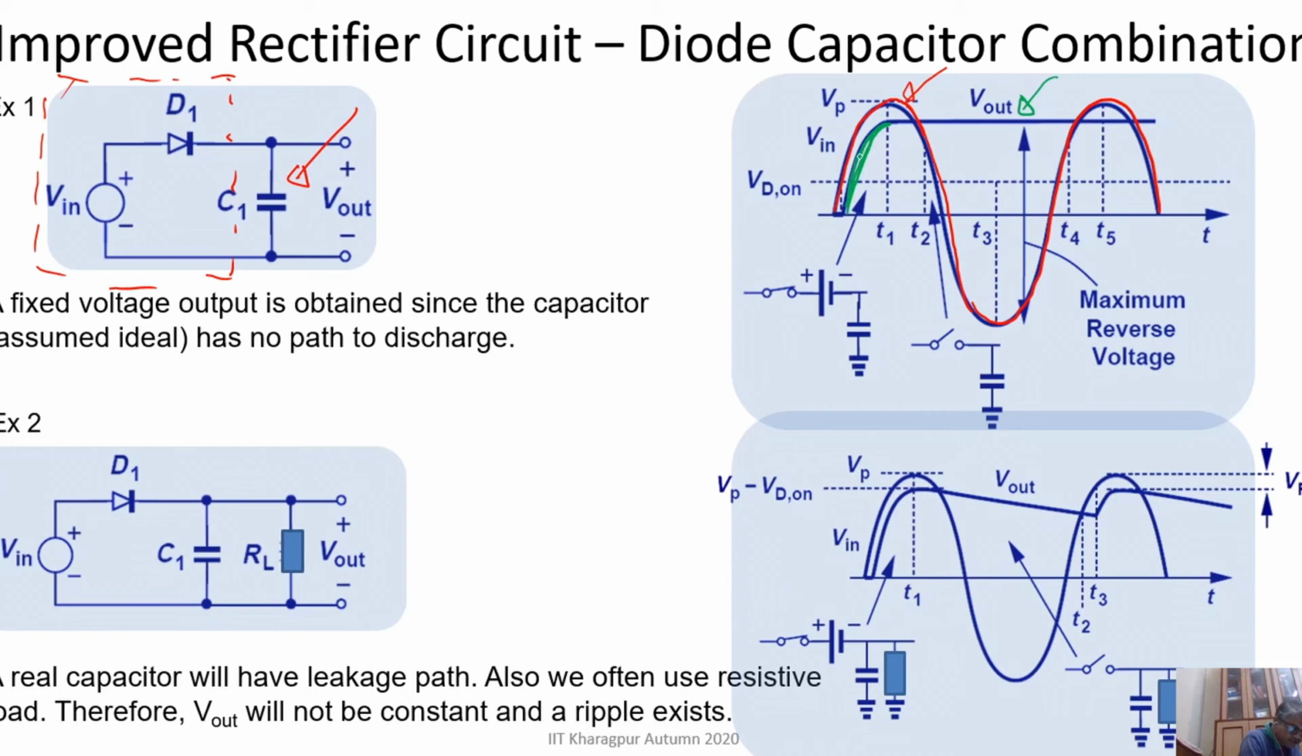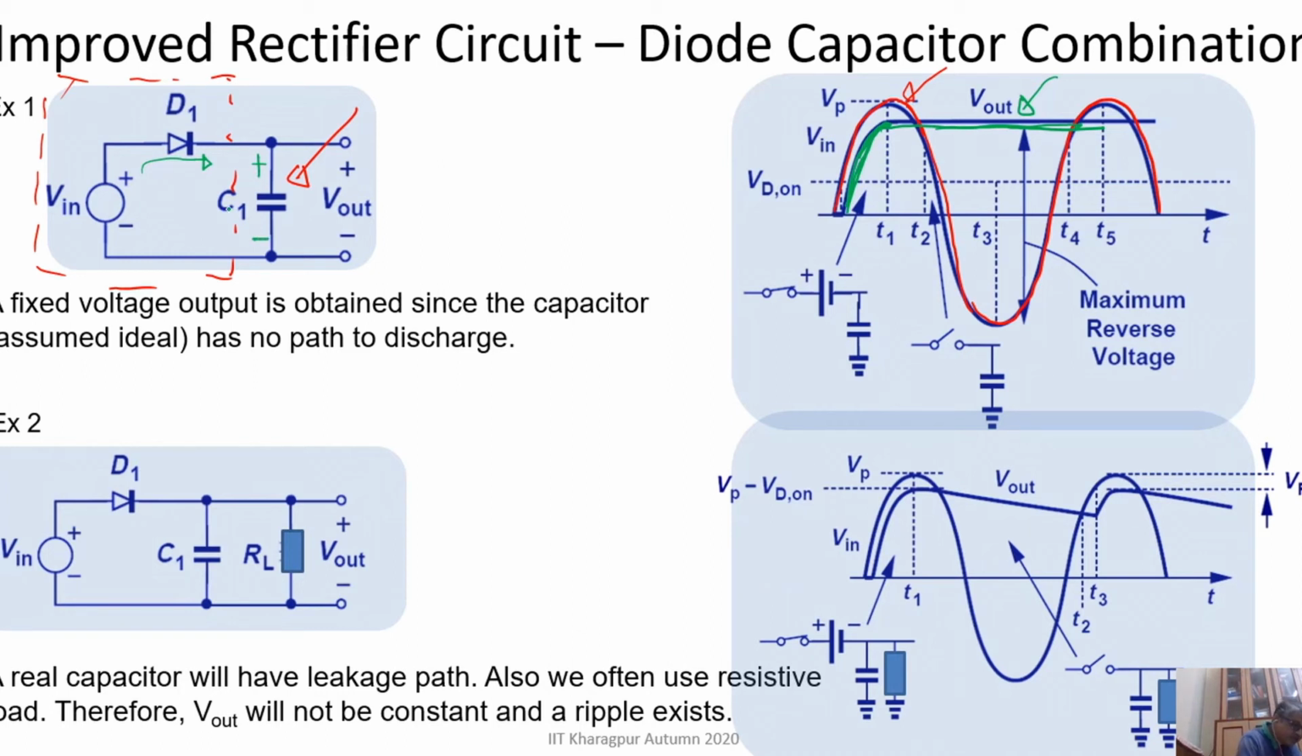The output will follow this, because there is a voltage drop Vd on. After reaching the peak, the output will be straight like this, in case of an ideal capacitor. Why is it so? Because when the diode is on, the current will flow through this diode and it will charge the capacitor. It will keep on charging the capacitor.